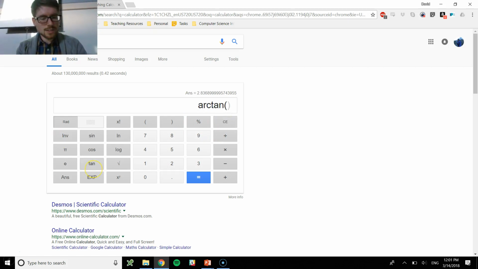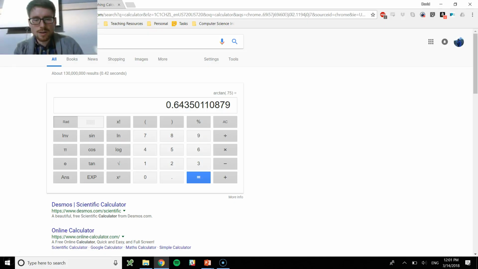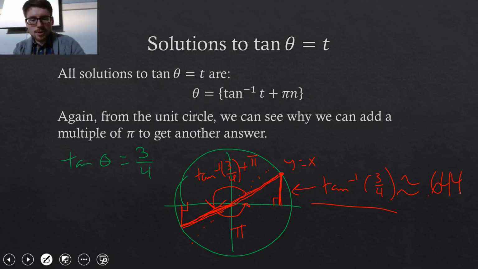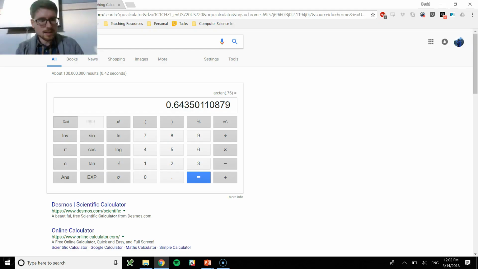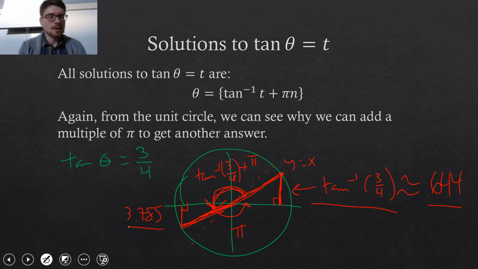So inverse tangent of 0.75, that's 3/4. That's 0.643. So if we go back, this is approximately 0.644, if we round it correctly. And so if we were to take this answer and add pi to it, we would be over here. So let's see what that is. Add pi. 3.785. So this is 3.785. Okay, that's that angle.